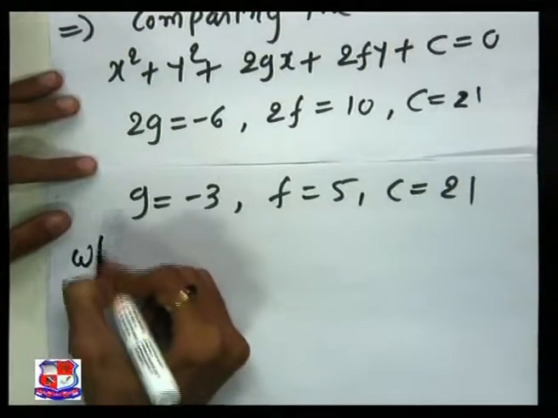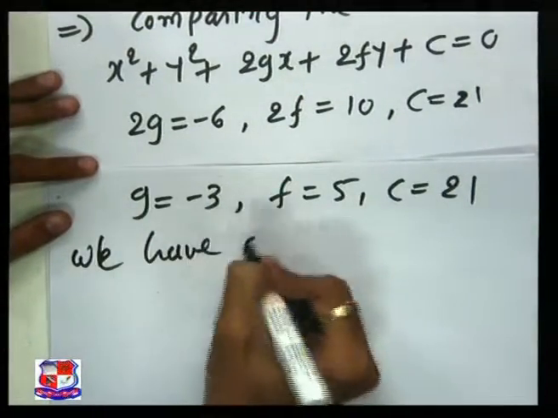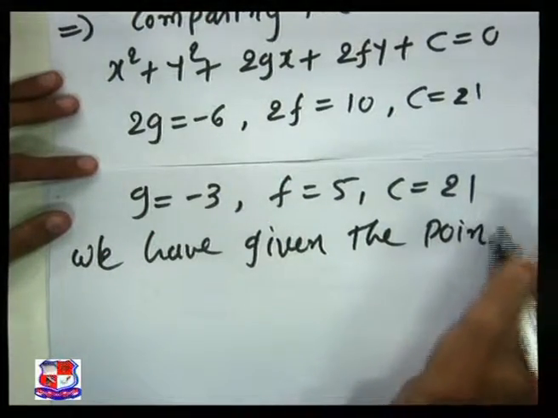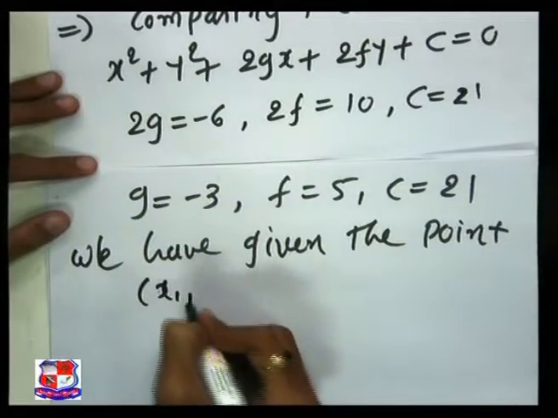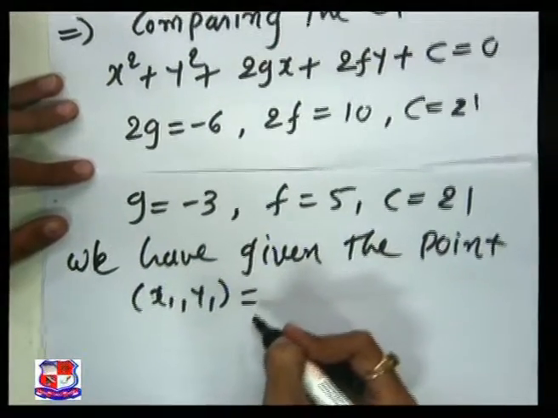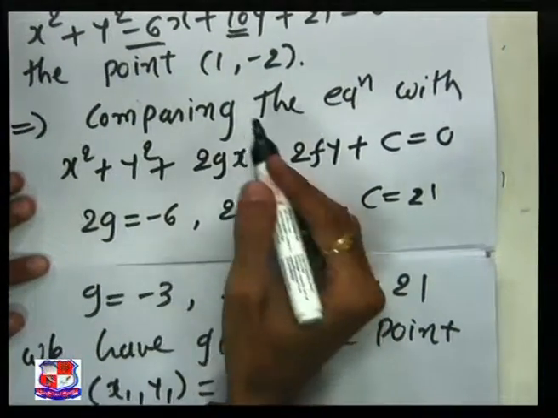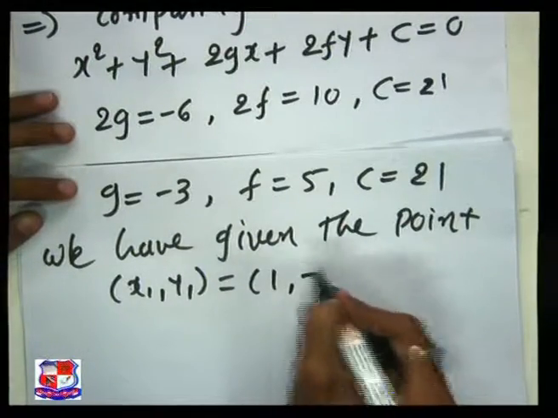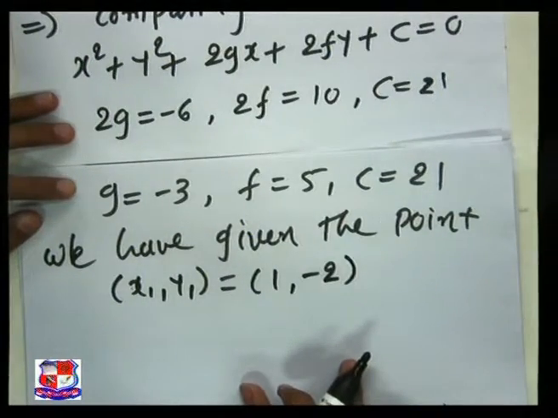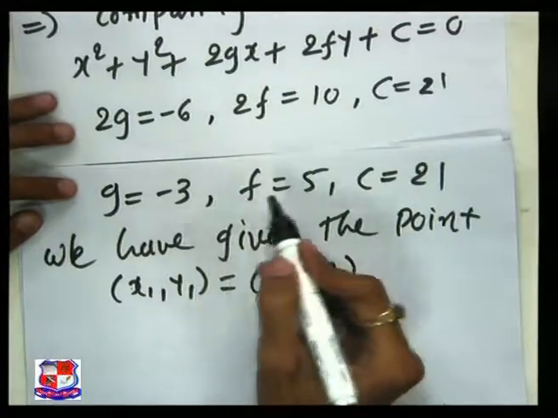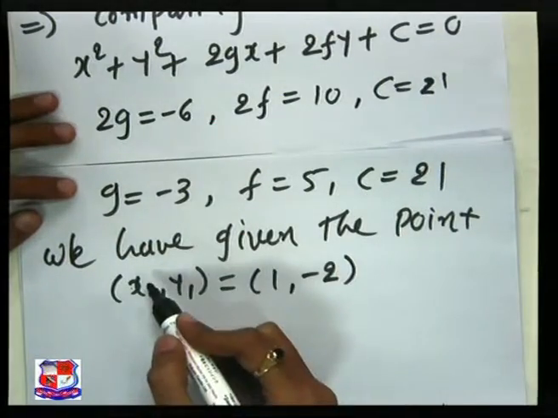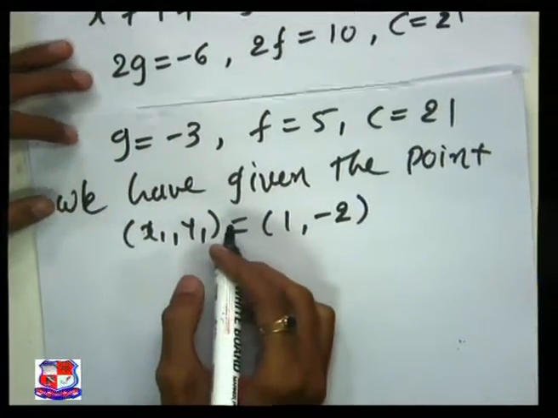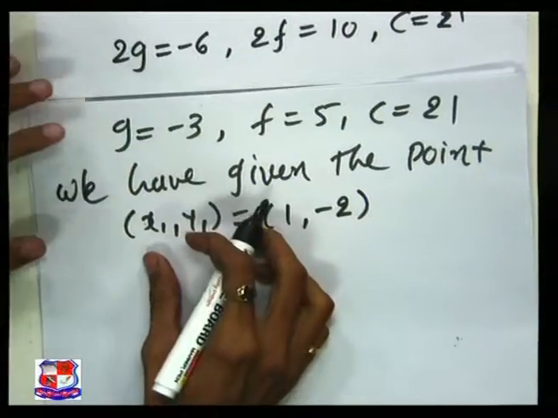We are given the point x1, y1 at which we want to find the equation of tangent and normal, that is 1 and -2. So we have x1, y1 is equal to 1, -2, right? We have g, we have f, we have c, we have x1, we have y1. So now let us start to find the equation of tangent.